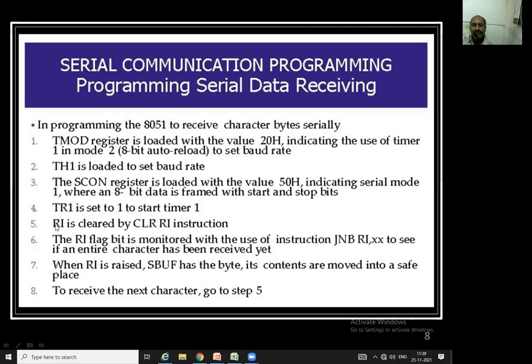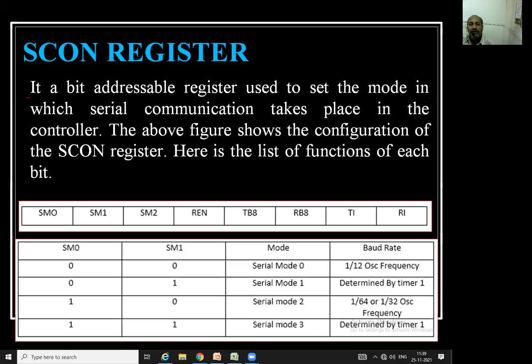But only the change is in the fifth step, that is RI is cleared by CLR RI. RI फक्त TI च्या ऐवजी RI एवढेच बिट वापरलेले आहे, otherwise all is the same. Okay, so these are the steps for transmission and reception. This is all the theory part we are studying. Practically program actually कसा लिहितोय ह्या instructions वापरून, ह्या steps वापरून, that also we are going to see over here, and in practical also. So which registers are connected, that I told you.